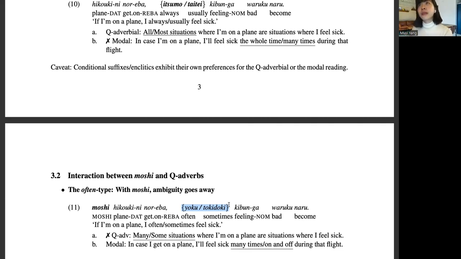But one problem for that account is that moshi is not an epistemic modal in plain non-conditional environments. It only occurs in conditional antecedents. So if you think that it is an epistemic modal itself, you would have to work out some syntactic or compositional machinery to make sure that it only occurs in conditional antecedents. I wasn't able to do that, so that's why I switched to a different account. Right. Okay, thank you.